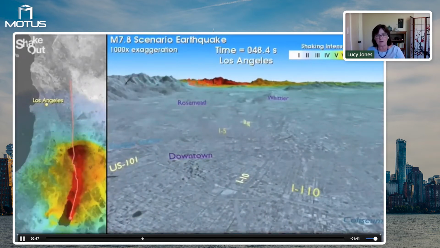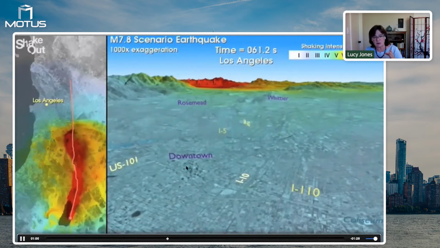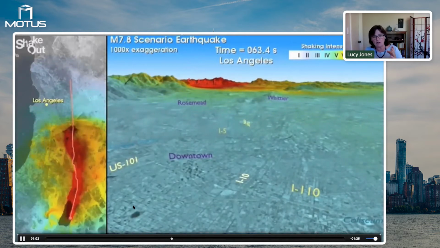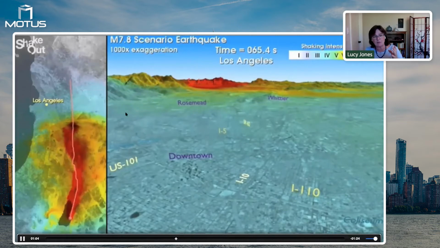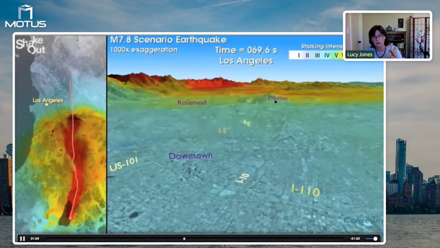This model, we went from south to north. We don't know what it'll be the next time. We modeled it this way because this is, in fact, worse for Los Angeles. On the right, I'm showing the city of Los Angeles. If you look here, we've got downtown and the Hollywood freeway. Pasadena would be up at about this level. You can see Rosemead and Whittier.